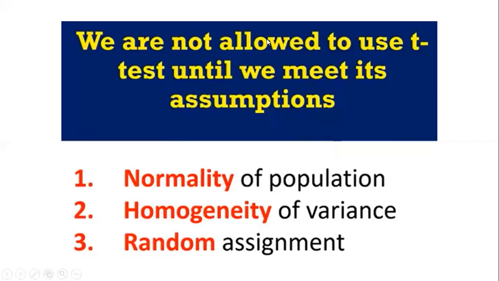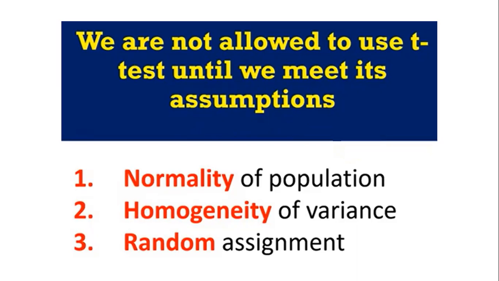And before you can use the t-test, there are some assumptions that you must meet. We are not allowed to use the t-test until we meet these three assumptions. We talk about parametric statistics, and you have parametric and non-parametric. The t-test is one of the parametric tests, which says there are some assumptions that you must meet. If you don't meet those assumptions, there are non-parametric statistical tools which you can use. We are still going to treat all of them, both parametric and non-parametric. And these are the three assumptions that you must fulfill.